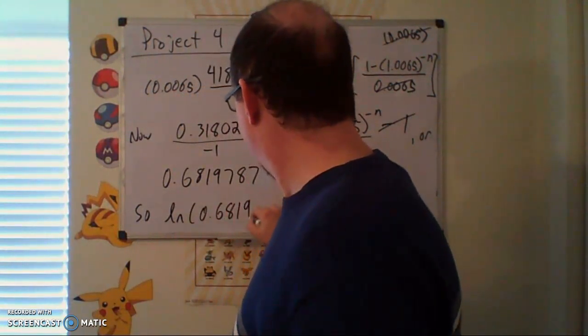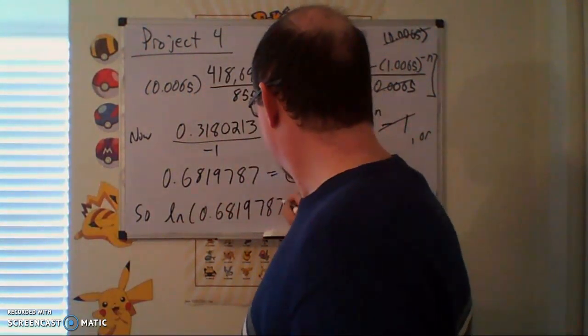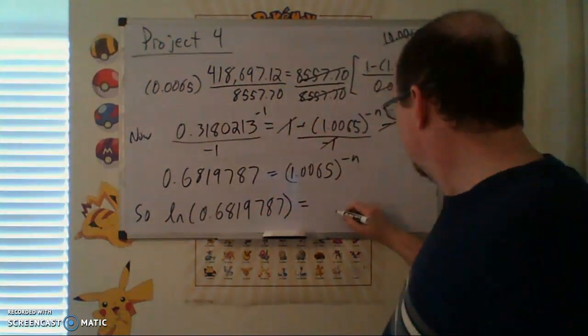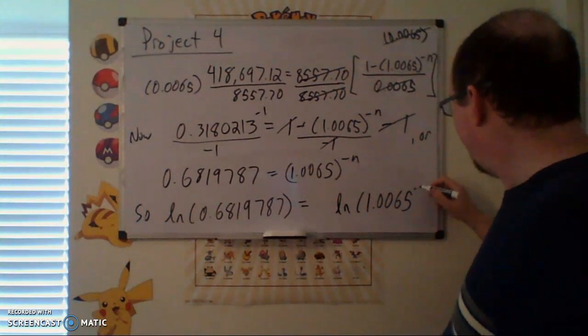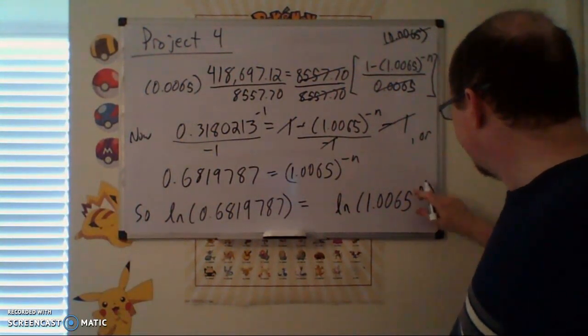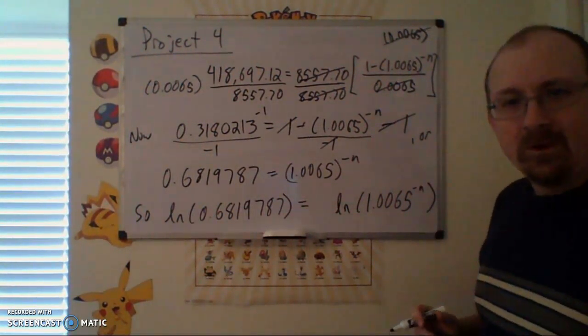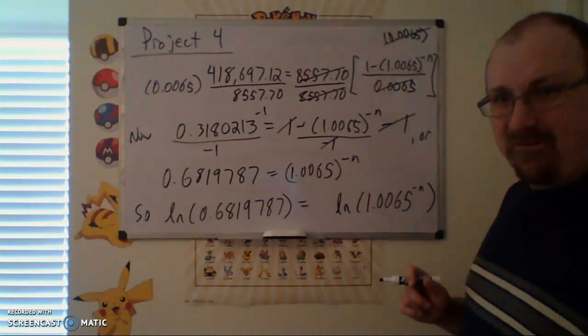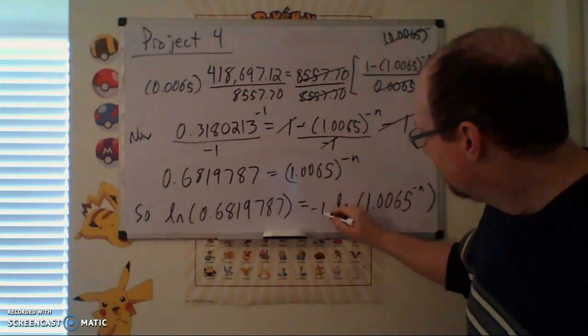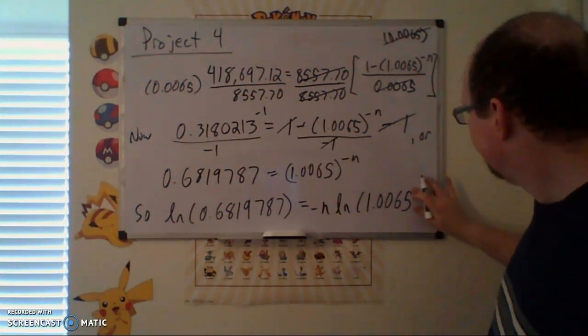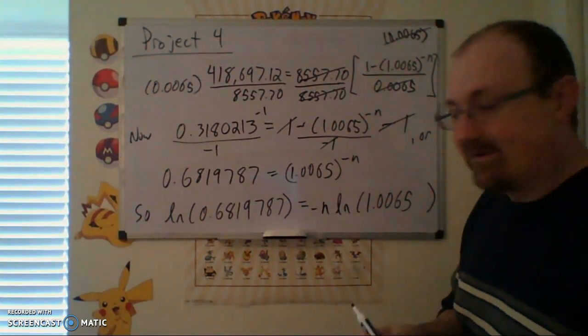So 6819787 equals ln 1.0065 to the negative n. Again, we've done this enough now, starting from back in chapter 5. This minus n can hop out front as a coefficient. So we've got that guy.